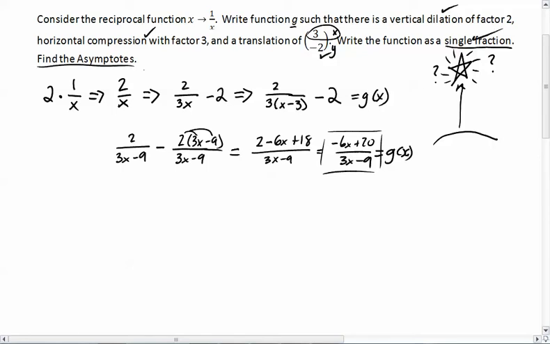Find the asymptotes. Okay, well, in order to find the asymptotes, there's a couple of ways that you can do that. One is to consider the function 1 over x. We know what that looks like. We talked about that you should be able to do this in about 5 seconds.